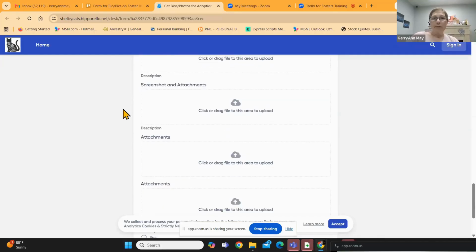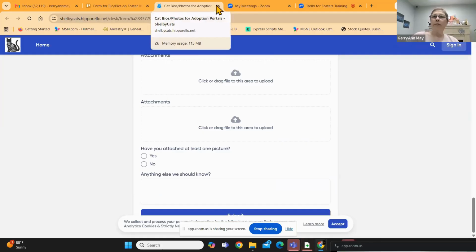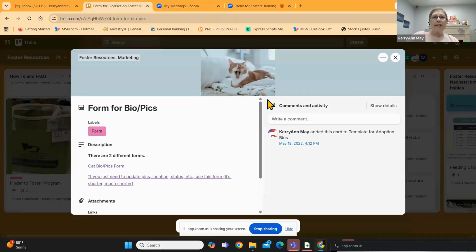So you have several options to attach pictures here, more the better. And so then you'll hit submit, and then it has a button where you can hit submit another one. So it'll bring up a blank form again, so you can do the next cat or kitten. Okay, so that's really important.